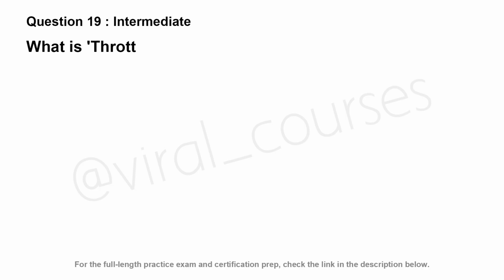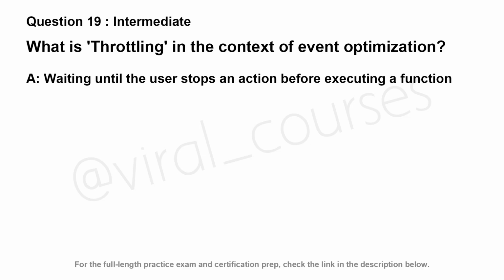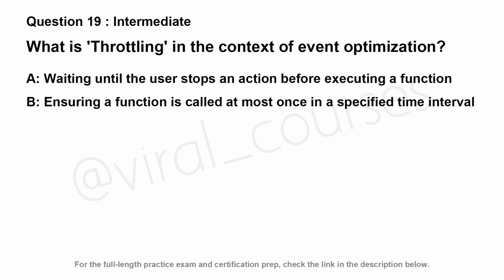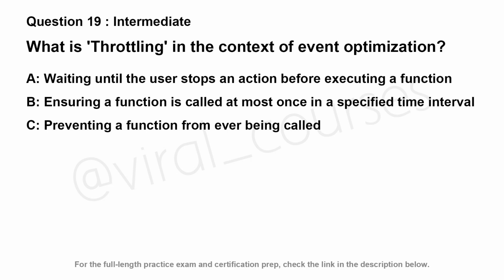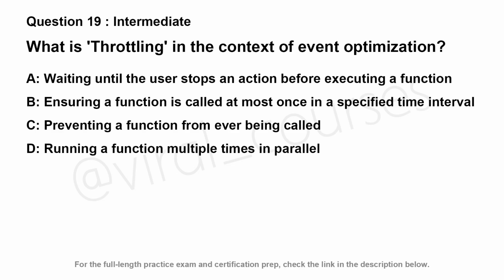What is throttling in the context of event optimization? Option A. Waiting until the user stops an action before executing a function. Option B. Ensuring a function is called at most once in a specified time interval. Option C. Preventing a function from ever being called. Option D. Running a function multiple times in parallel.